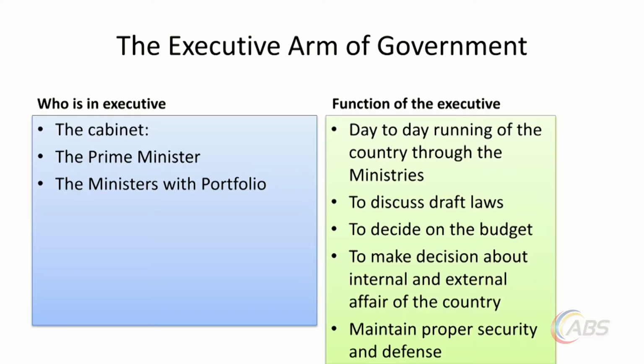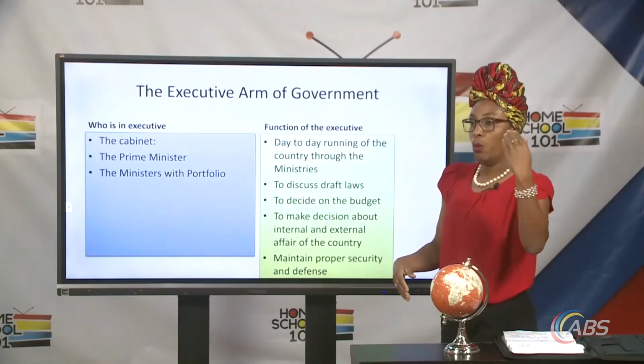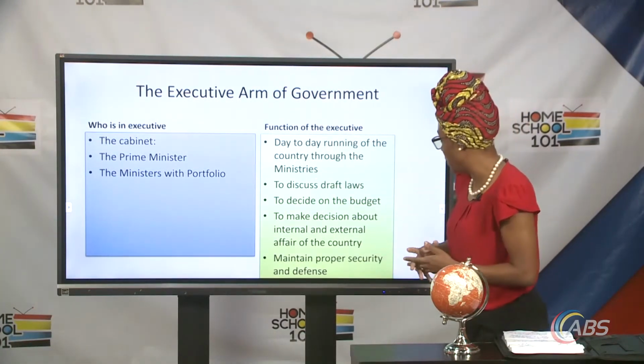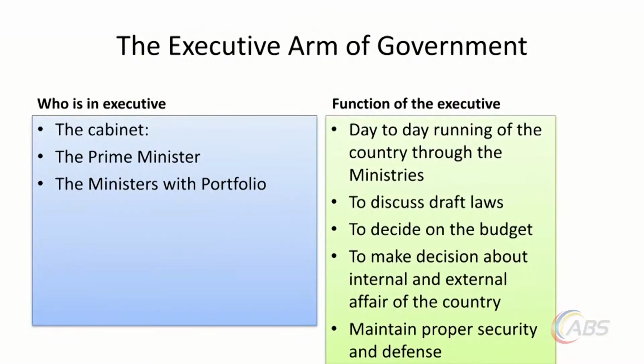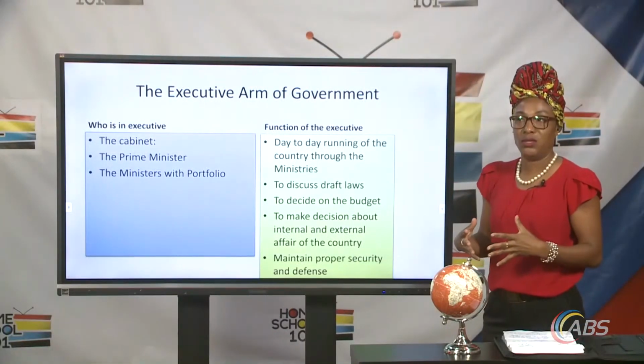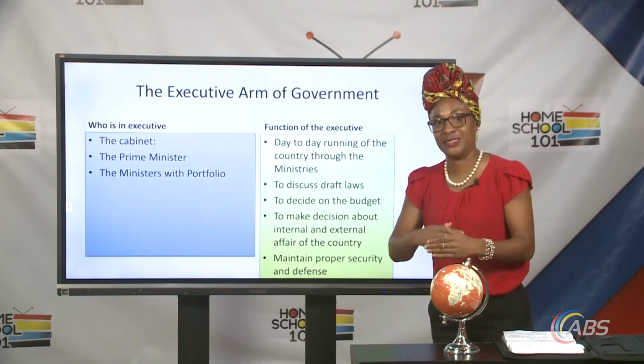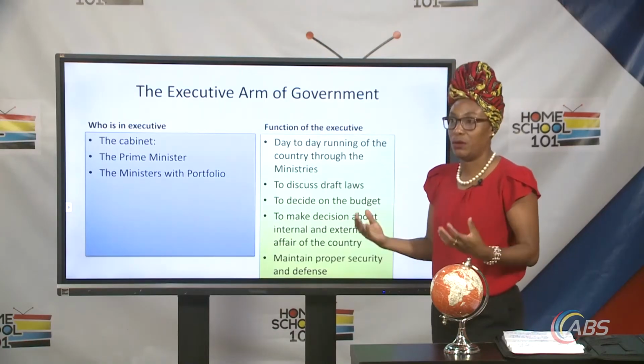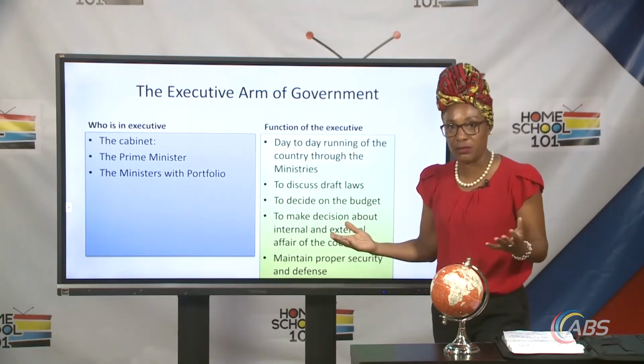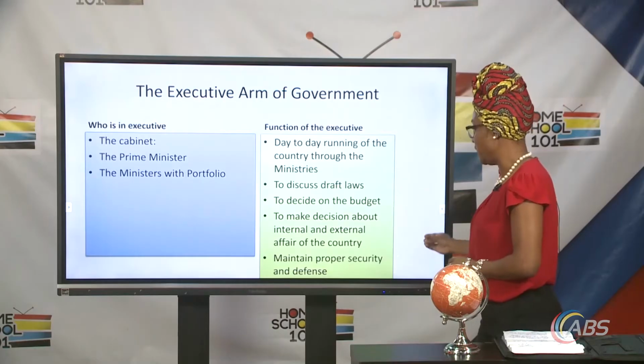Okay, they discuss the drafted laws that they will come up with. They also have to make decisions on our budget, how the money is going to be spent, and what amount is going where. They also have to make decisions about the internal affairs of our country, such as what is happening now. The reason why we're here doing this 101 is that there's a special situation happening now. Of course, we all know what is happening, the COVID virus. And that is why they have to make special decisions.